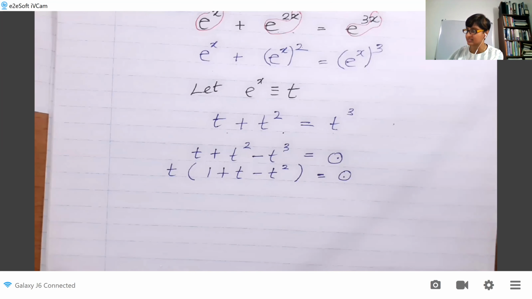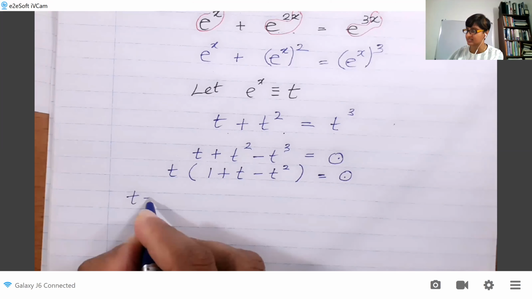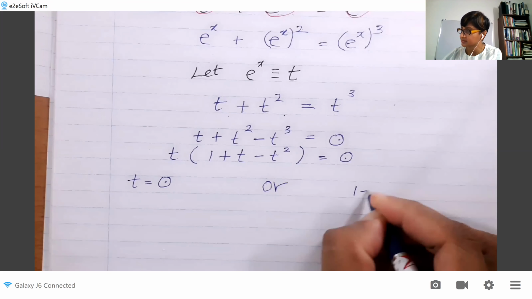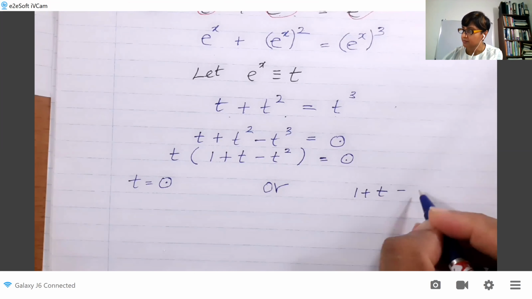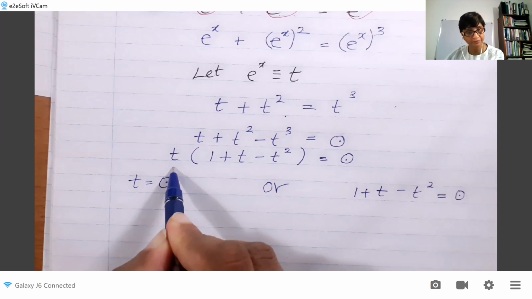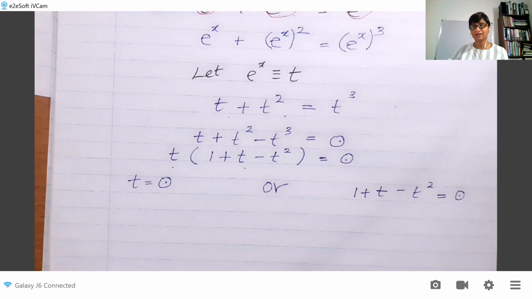I have factorized this into 2 factors. I can say that t is equal to 0 or 1 plus t minus t squared is equal to 0. Either this must be 0 or that must be 0. The same argument that you do in quadratics. Tarindu, what did I say? Can't we take the 2 to the opposite side? For convenience, which two?